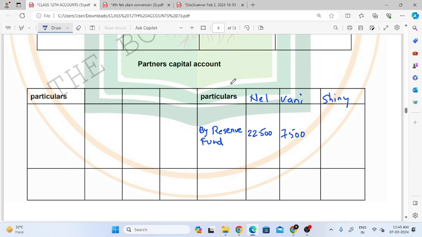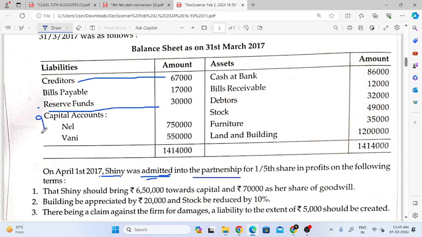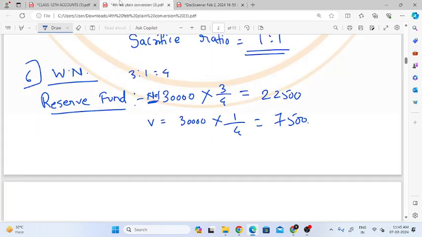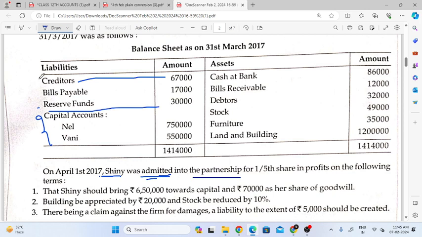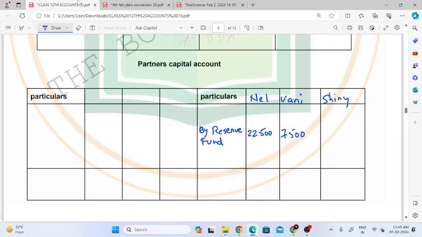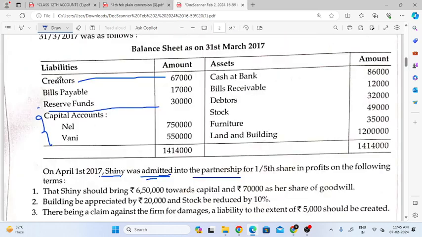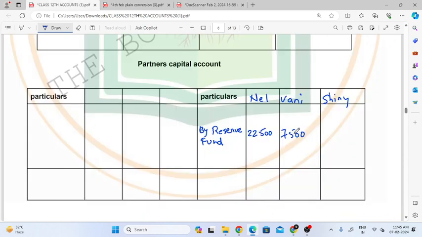Next is the capital account. So this is the old capital that they have given of the partners. Neil is 7,50,000. This will go in the partners' capital account since these are the capital contributed by the partners. So Neil and Vani. Now see here, they have given the capital account on the debit side. If they had given the capital account on the credit side, then we would have taken capital over here. Now since they have given the capital on the debit side, we have to take it on the credit side. Just the opposite rule you have to follow.